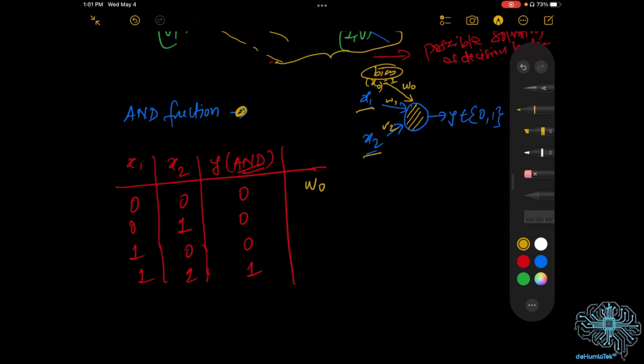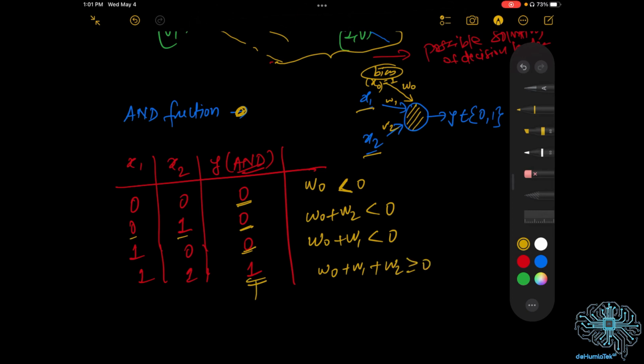So this is going to be smaller than 0, right? Wherever there is 0, that's going to be smaller than 0, because 0 means the neuron doesn't fire. That's the condition when the neuron doesn't fire, it's smaller than 0. So let's substitute 0 and 1 in the same expression. Then we'll get W0 plus W2 is smaller than 0. Similarly, W0 plus W1 is smaller than 0. And for the last one, we'll get W0 plus W1 plus W2 is greater than 0, because this is the condition in which the neuron will fire.